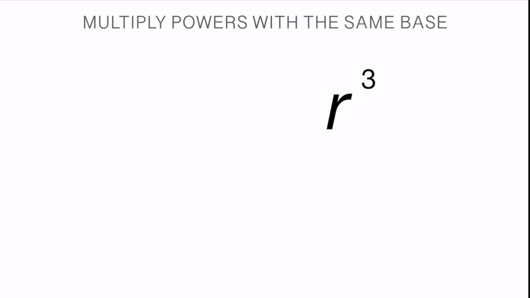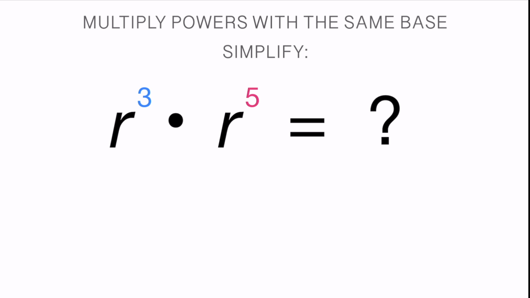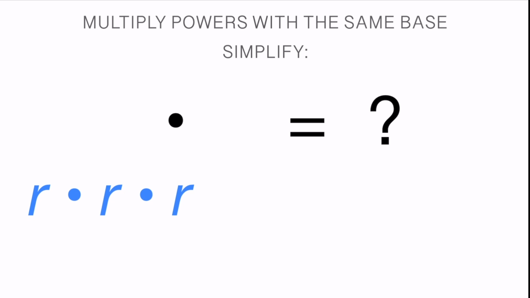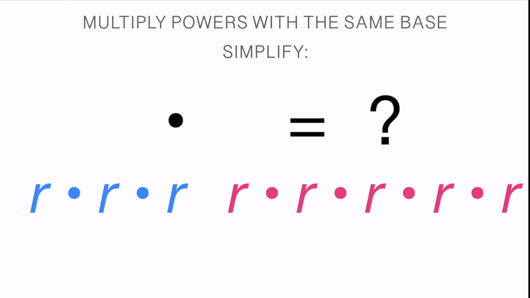The exponent tells us how many times we use the base as a factor. Now that we know this, let's check out a problem. What is r to the third power times r to the fifth power? Well, r to the third power means we use the base r as a factor 3 times, so we can rewrite it as r times r times r. And r to the fifth power is r times r times r times r times r.